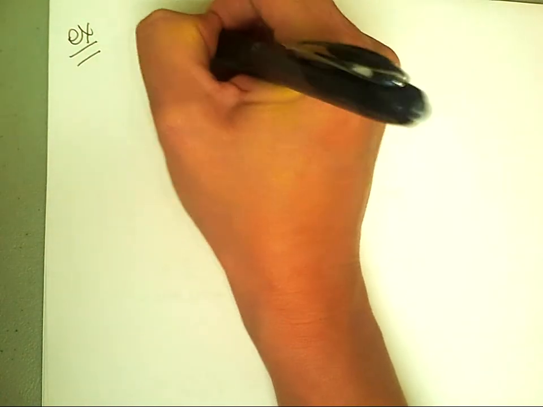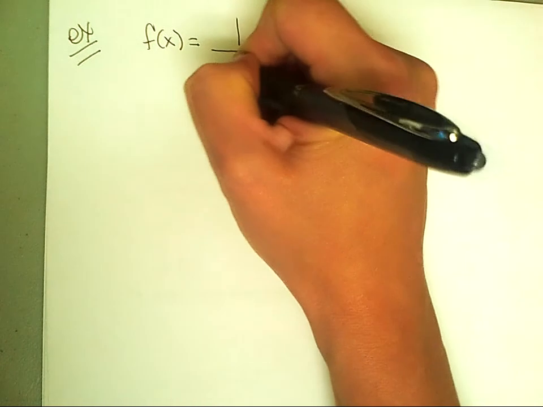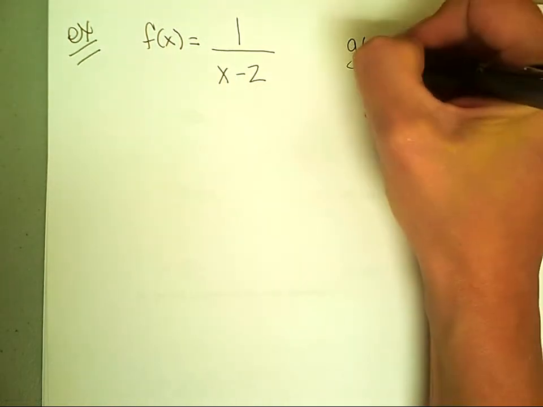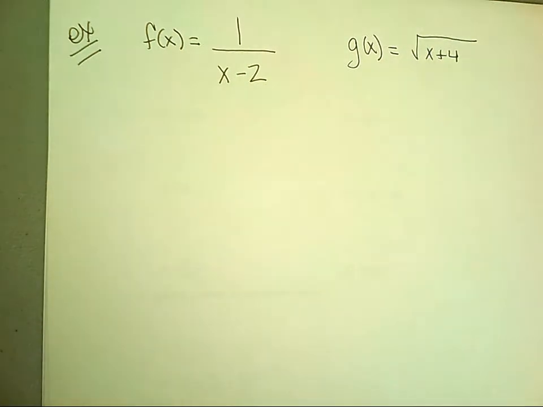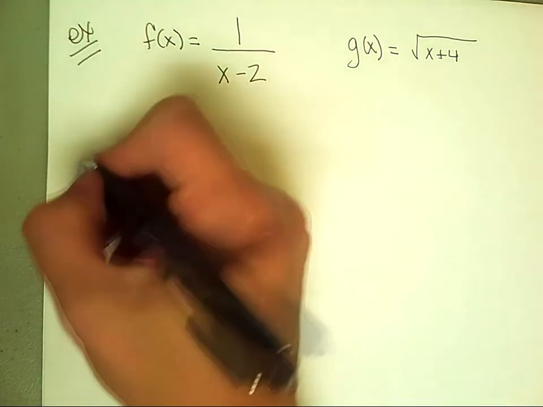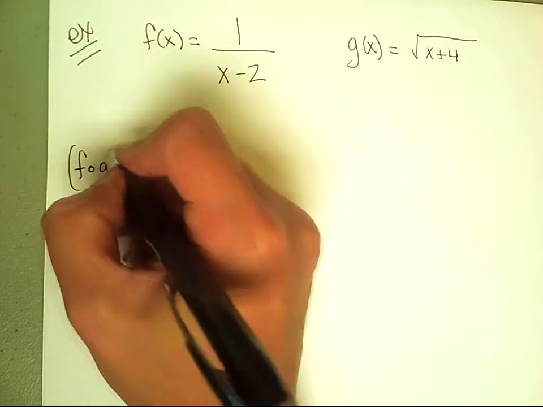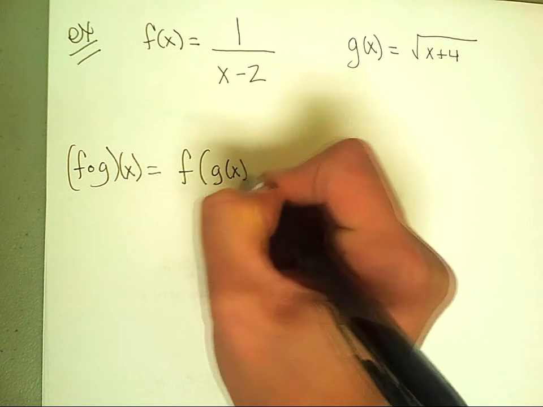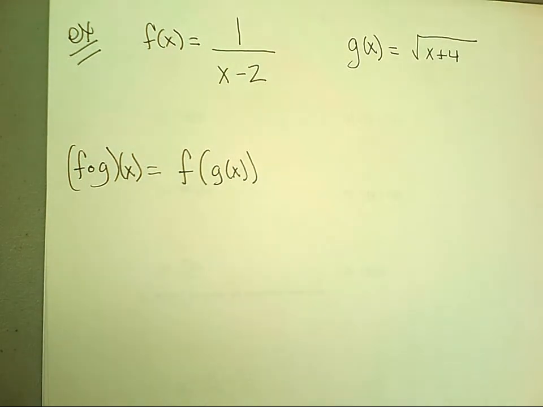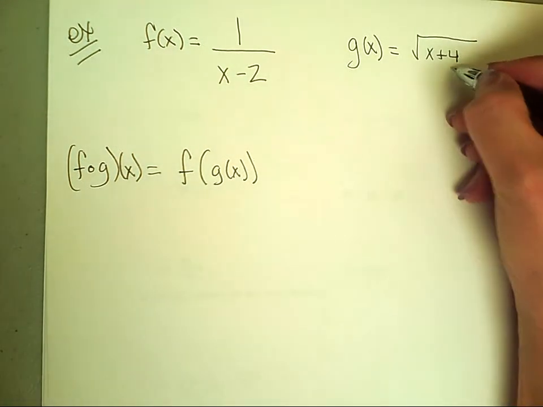Okay, let's try a more difficult one. Let's combine where we have a rational and a radical. So let's say f of x is equal to 1 over x minus 2, and g of x is a radical, the square root of x plus 4. And we're going to find f composed with g of x. So we'll take f and into it we're going to put g.